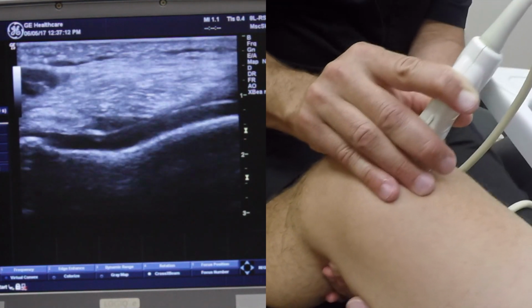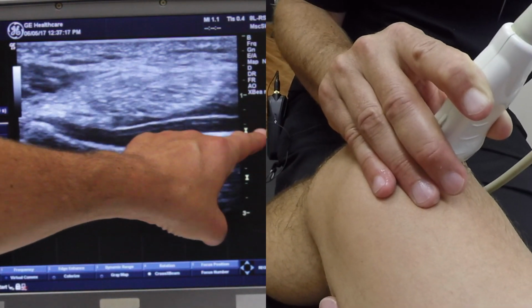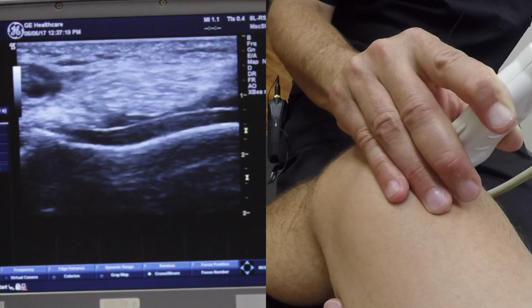So would it just look more narrow then? Yeah, instead of a nice thick healthy layer of cartilage here, you would see it thinned out dramatically.